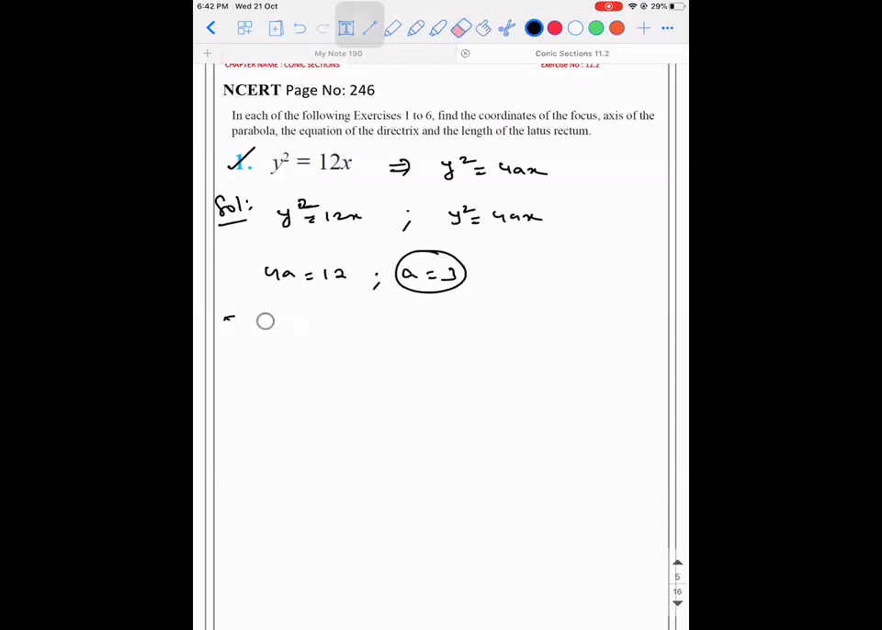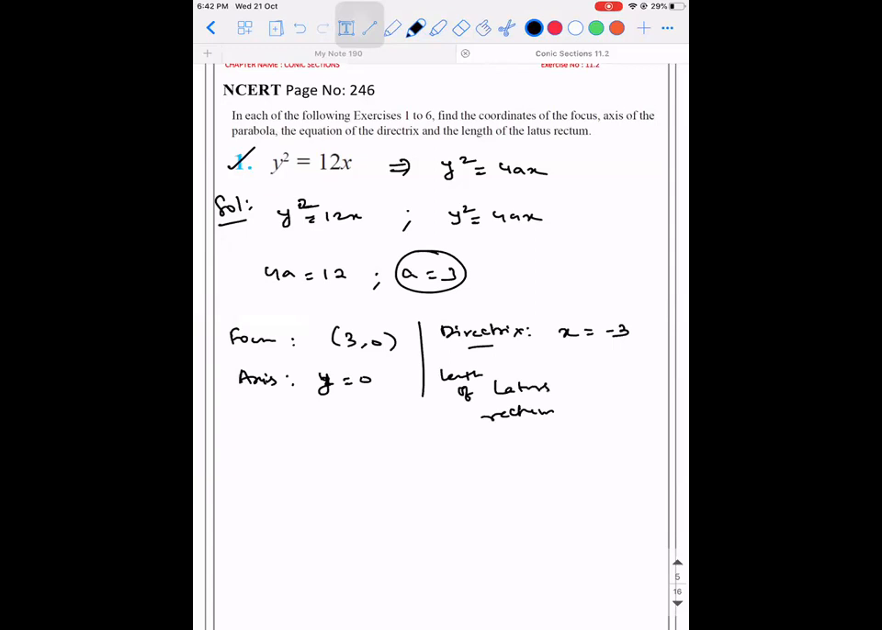They have asked, we'll go in the order. Focus: (3, 0). Axis: y is equal to 0. Directrix: x equal to minus 3. Length of latus rectum: 4a, that is 12. Okay. Clear?